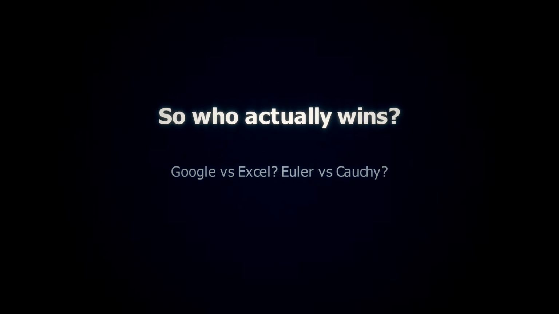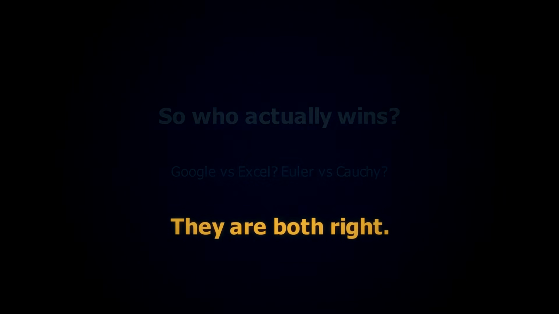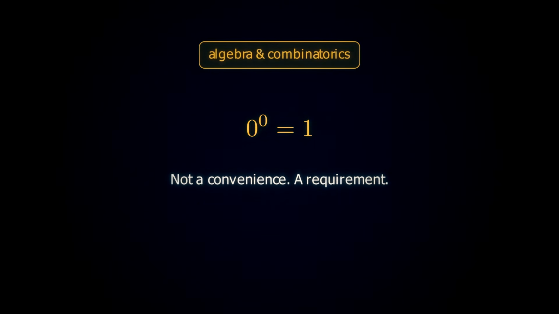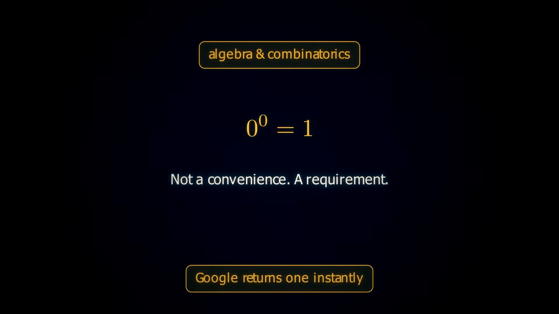Here is the answer, and it is more satisfying than picking a side. They are both right, because they are answering two different questions. In the world of algebra and combinatorics, the fixed structural side of mathematics, 0 to the 0 has to equal 1. Not as a convenience, as a requirement. Break that rule, and the binomial theorem breaks with it, along with a huge amount of math built on top of it. That is exactly why Google, and most programming languages, return 1 the instant you ask.